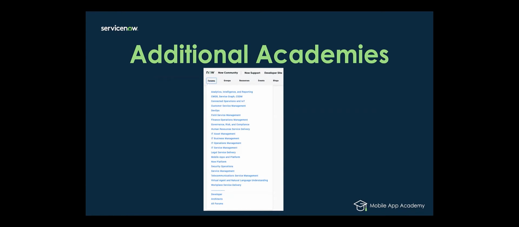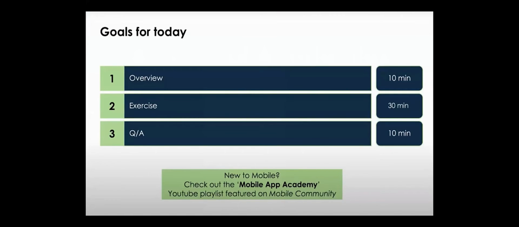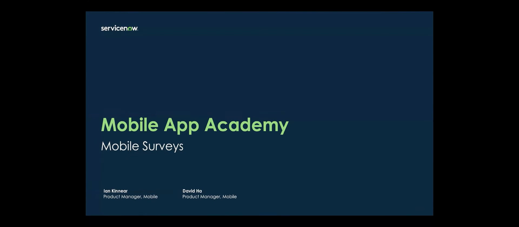Okay. And just to quickly review for today's session, this will be a very quick 30-minute session. We're going to start off with a quick 5-minute overview, and then we will jump into the exercise in which we'll show you how to quickly enable mobile surveys. And then we'll open up to some Q&A afterwards and then wrap up. With that said, I'm now going to pass it over to Ian to take us through mobile surveys.